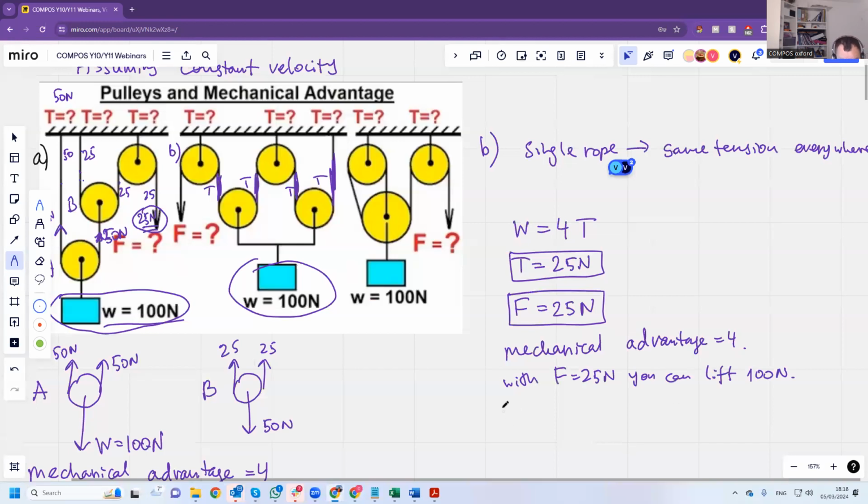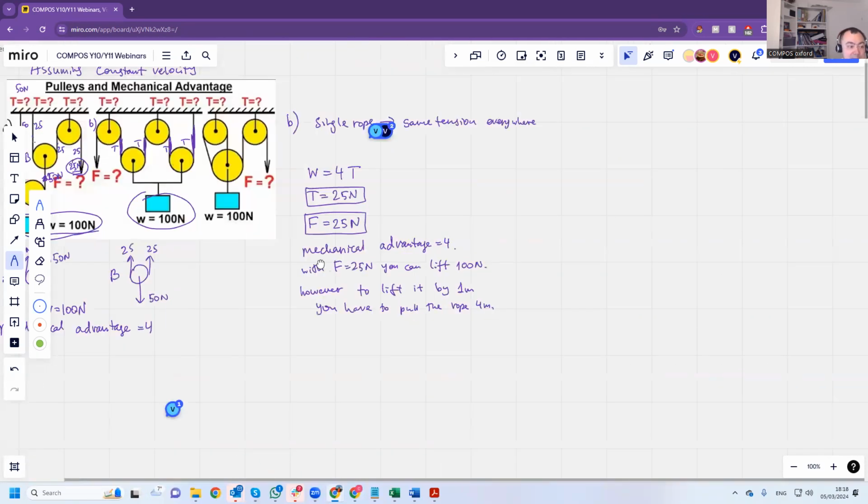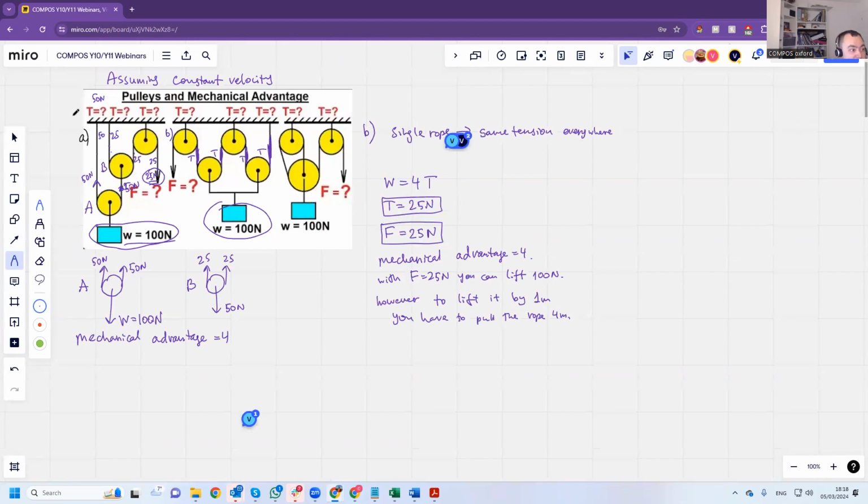Okay. However, to lift it by 1 meter, you have to pull the rope 4 meters. You have to move the rope 4 meters down. You win in force, but you lose in speed. It's always like that. And that means that the work done is going to be the same.